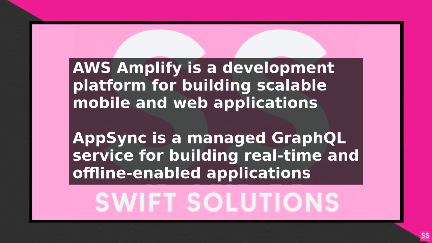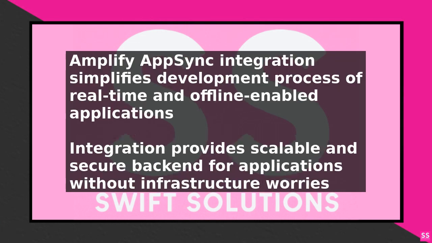The main reason is to simplify the development process of real-time and offline-enabled applications. By integrating Amplify with AppSync, you can easily set up a scalable and secure backend for your application, without worrying about the underlying infrastructure. Here's how it works.